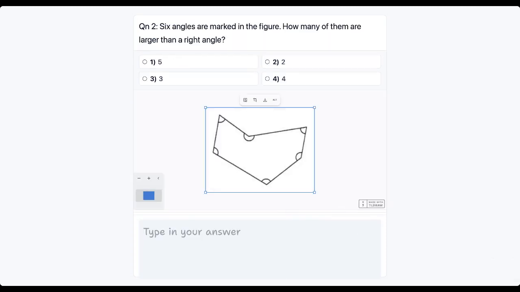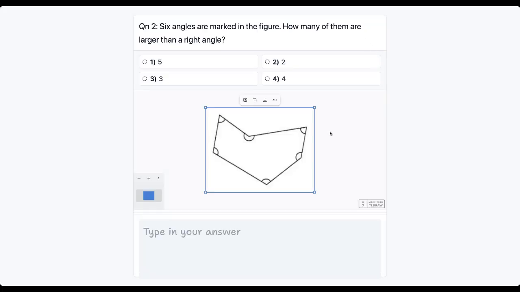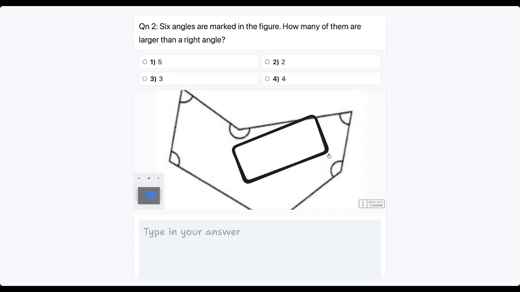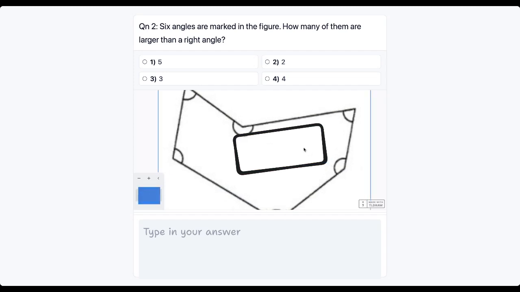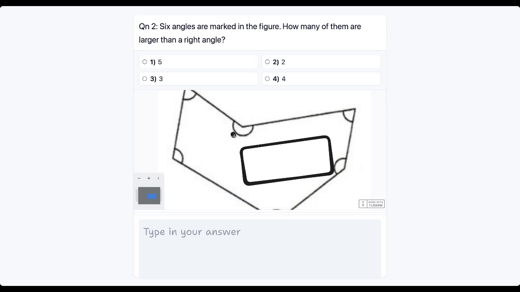Question number 2. Question 2 says, 6 angles are marked in the figure. How many of them are larger than a right angle? So what you can do is use your ruler, as you see over here, and measure if the angle is bigger than the corner of your ruler. The corner of my ruler is not exactly pointy, but you get the idea. Over here, we can see that this is more than the angle of the ruler. So in this case, this is a tick.